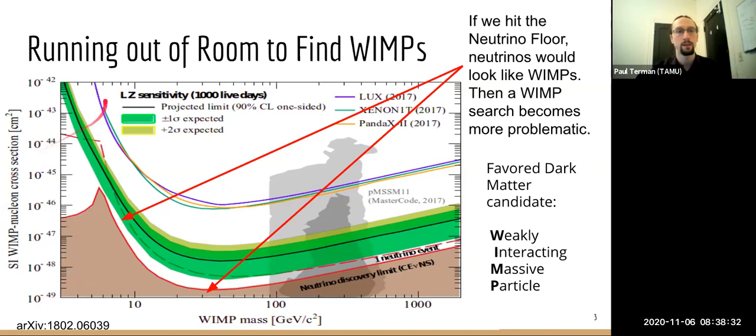This slide shows the sensitivity of the LUX detector and the projected sensitivity of LUX's big brother, LZ, which is going to be going online rather soon. And it's looking in the parameter space of WIMPs, the favored dark matter candidate, where they are called the weakly interacting massive particle. And as you can see, as we push lower and lower in our sensitivity in this exclusion curve, we are going to be hitting this neutrino floor very soon. And basically at that point, we can't tell the difference between a neutrino and a WIMP, and then we're in real trouble.